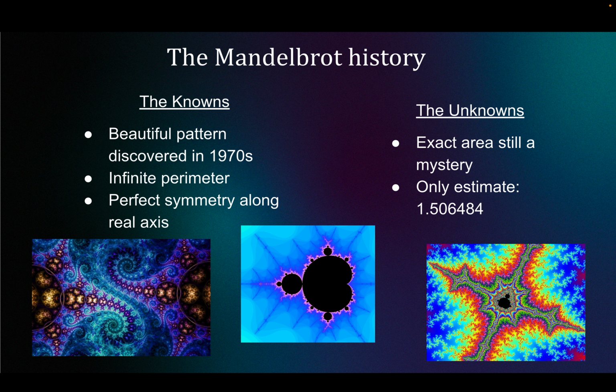The history reveals what we know and what we don't know about the Mandelbrot set. It was first visualized in the 1970s using computers. It has an infinite perimeter and perfect symmetry across the real axis, but some things are still unknown. We don't know its exact area, just an estimate. And even today, it's a simple formula with surprisingly deep mysteries.